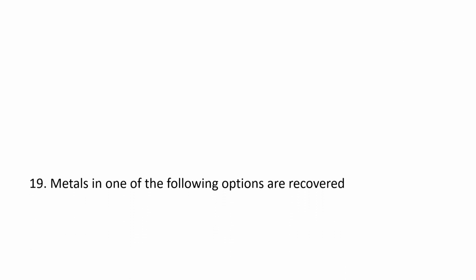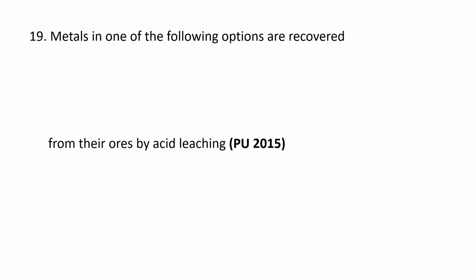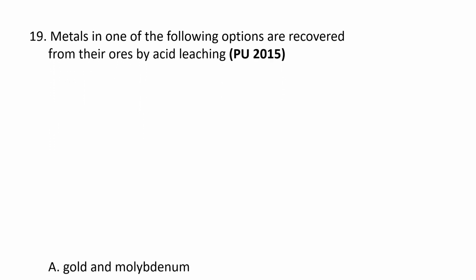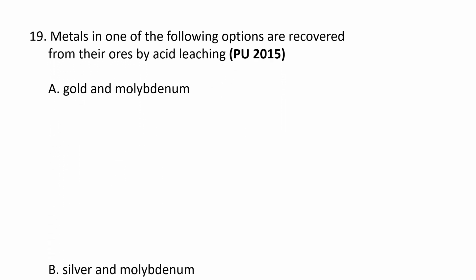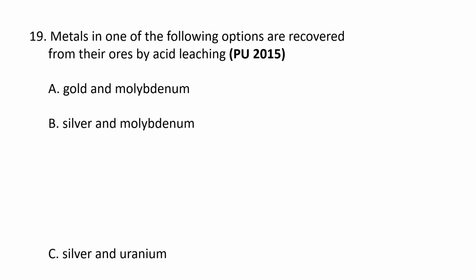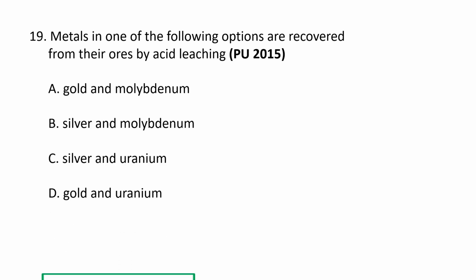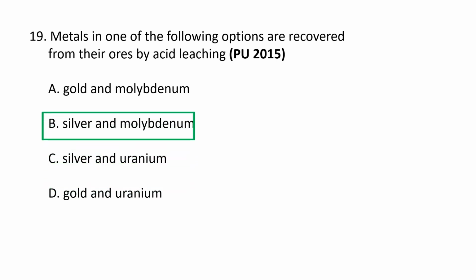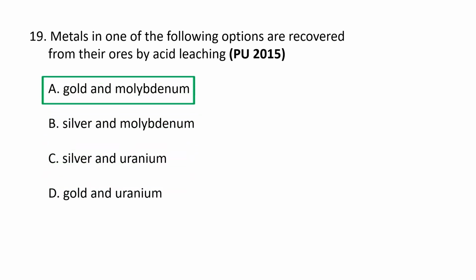Next question. Metals in one of the following options are recovered from their ores by acid leaching. The choices are A. Gold and molybdenum, B. Silver and molybdenum, C. Silver and uranium, D. Gold and uranium. So the correct option is A. Gold and molybdenum. Both gold and molybdenum can be recovered from their ores using acid leaching, a hydrometallurgical process that involves dissolving metals from ore using acidic solutions. So gold and molybdenum are recovered from their ores by acid leaching. A is the correct option.